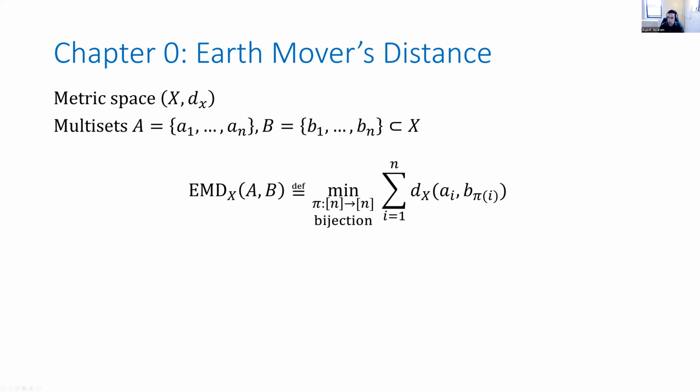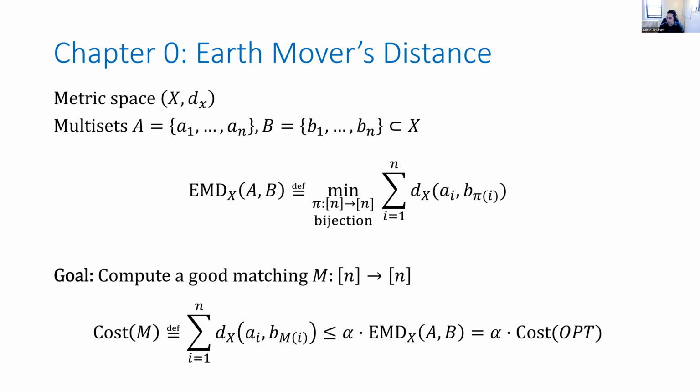And so the purpose of this talk is to study algorithms which compute a good such matching for this Earth mover distance. So what is a good matching?